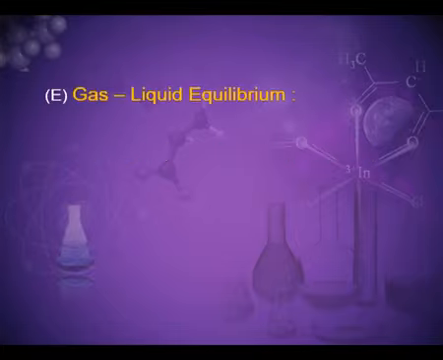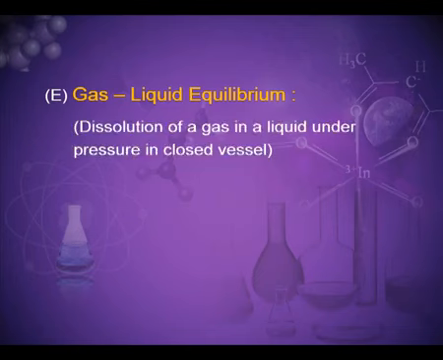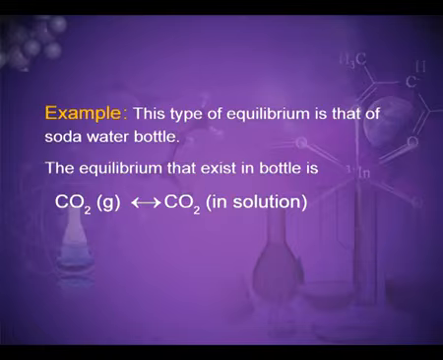Last one is gas-liquid equilibrium: dissolution of a gas in a liquid under pressure in a closed vessel. The best example of this type of equilibrium is that of a soda water bottle. The equilibrium that exists in the bottle is CO2 in gaseous state transforming into CO2 in solution.